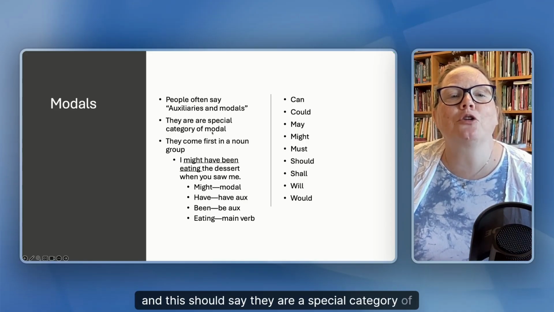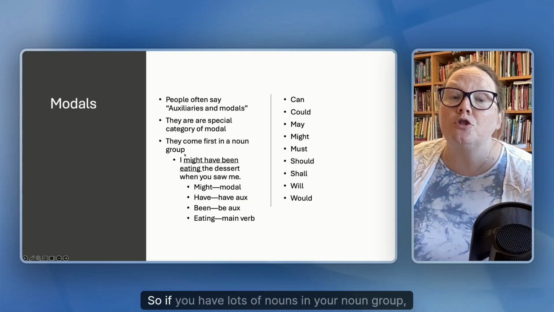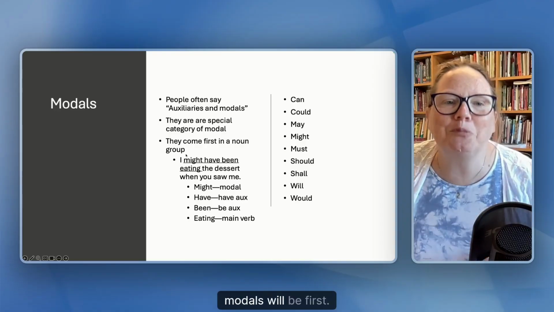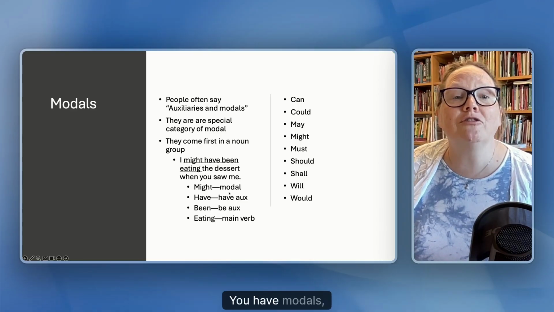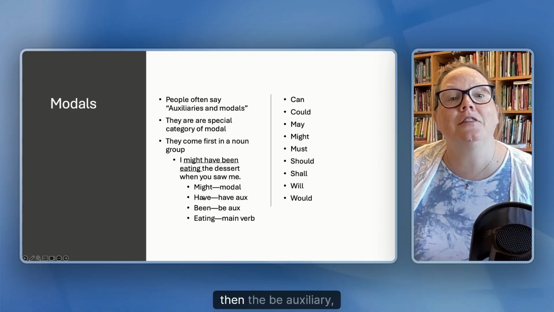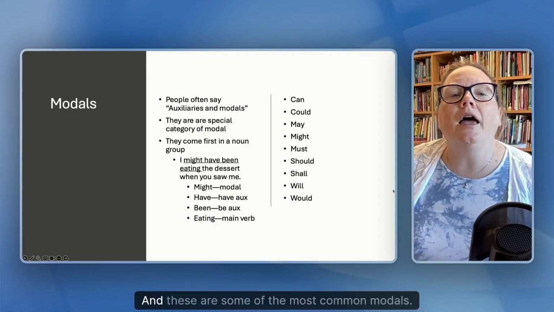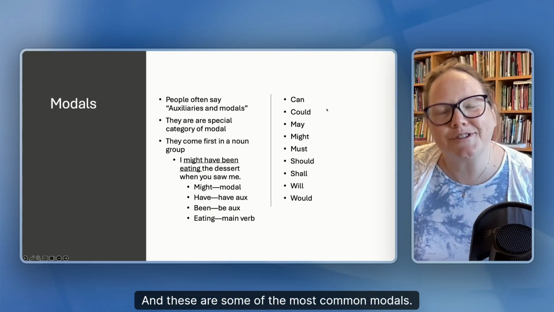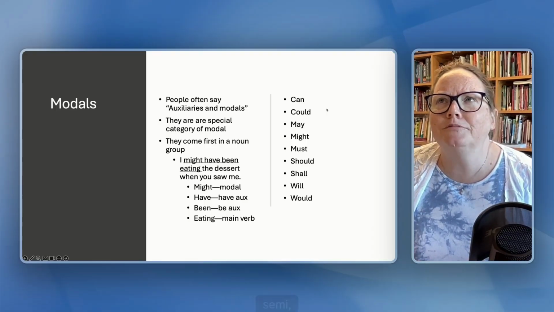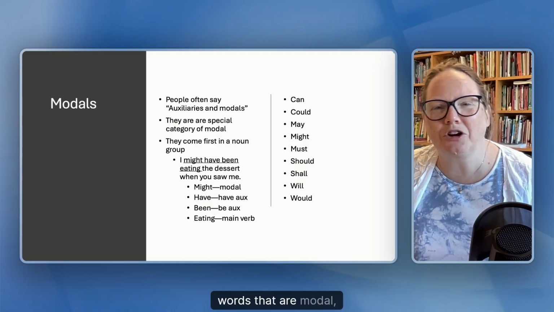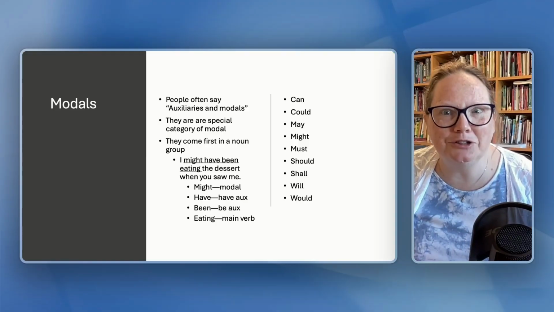This should say they are a special category of auxiliaries, not modals. Sorry about that. They come first in a verb group. So if you have lots of verbs in your verb group, modals will be first. So: I might have been eating the dessert when you saw me. First you have the modal, then the have auxiliary, then the be auxiliary, then the main verb. That's the order that we put our verbs in. And these are some of the most common modals. If you want to read more about modals, you'll find out we have semi-modals and words that are modal-like but aren't technically modals. But for now, let's just focus on our main modals.